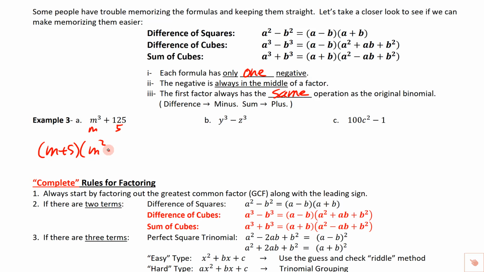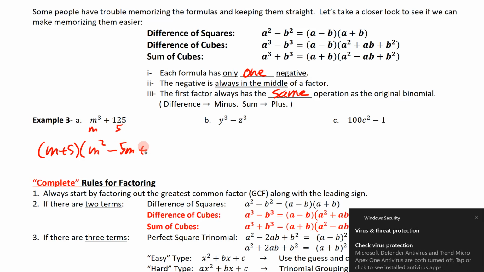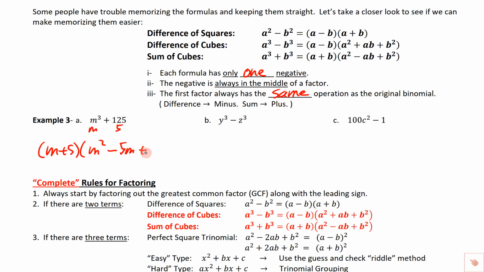And then this is going to be minus, because remember, we didn't put a minus here, so there's got to be a minus in the middle of the second one. So this is going to be a 5m. And then it's going to be plus the second one squared. So that's going to be 25. And we're done. That is the answer.